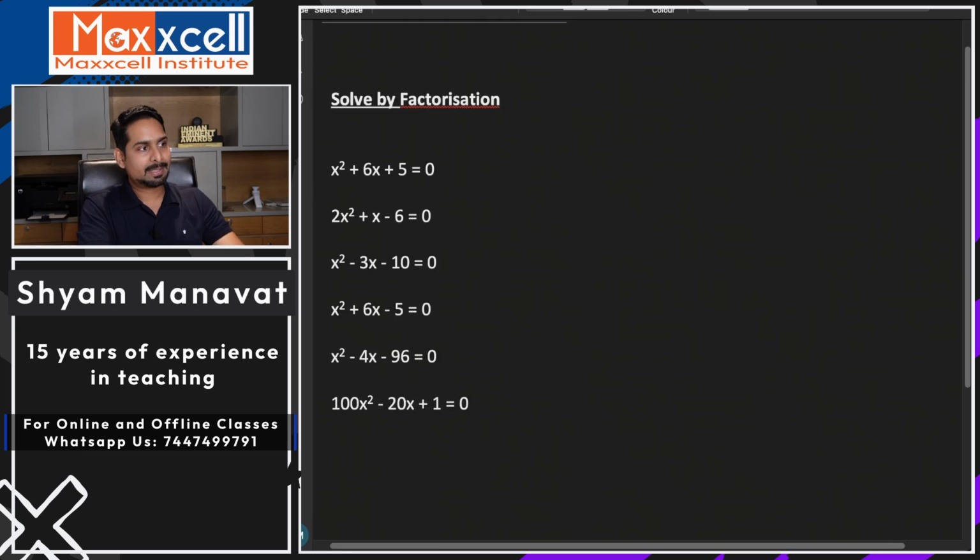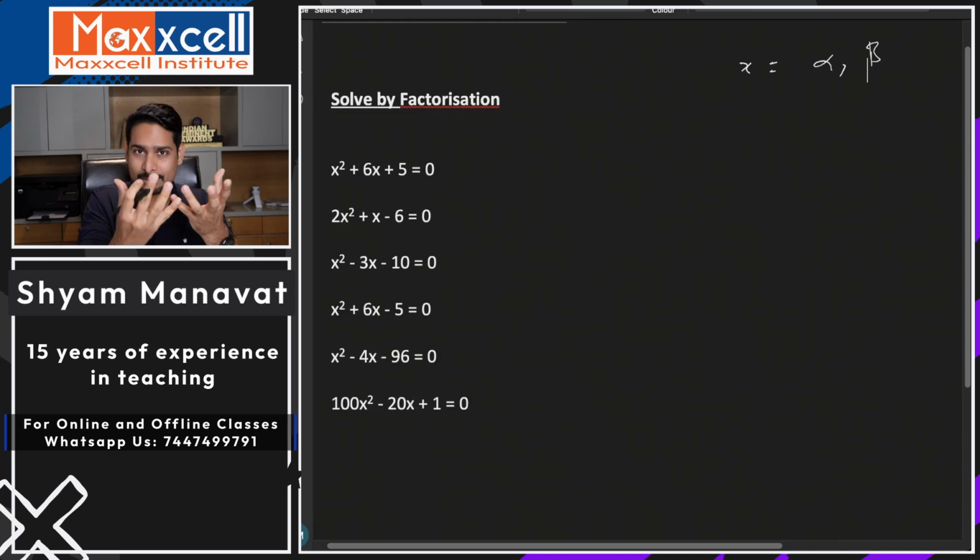Now you need to keep in mind that in any equation, if the highest power of the variable is 2, then you will get two values of the variable. Let me say x. If the highest power of x is 2, you will get two values of x. Let's say alpha and beta, the roots. Don't get scared with the signs. Alpha, beta, some simple, easy symbols.